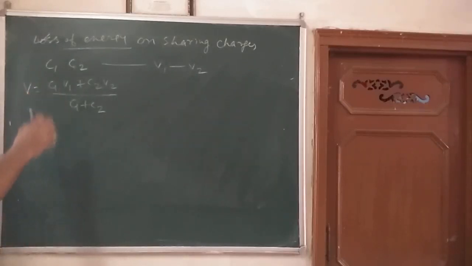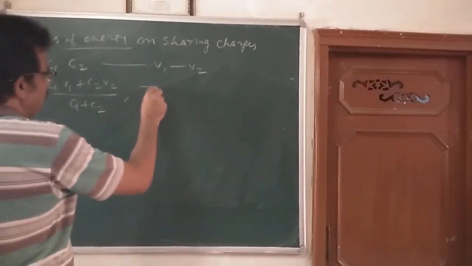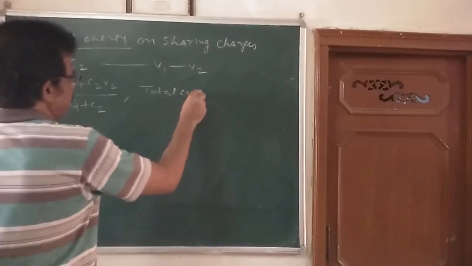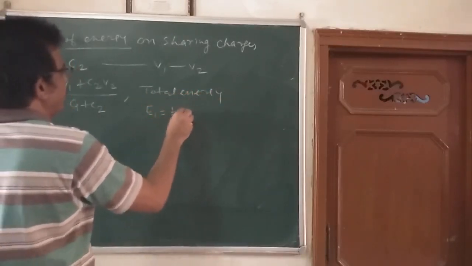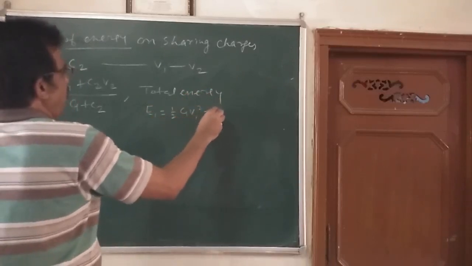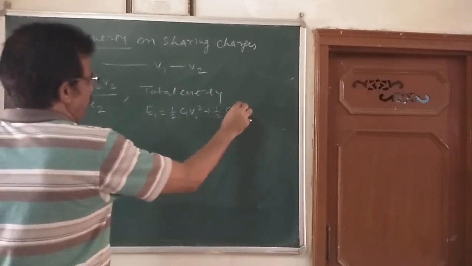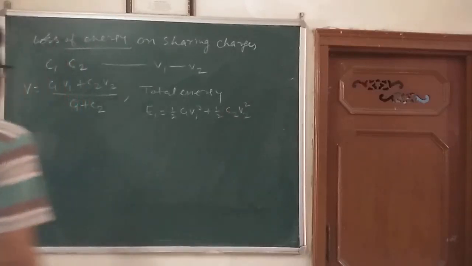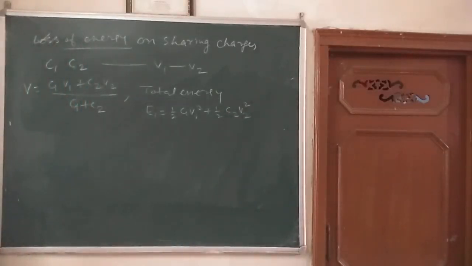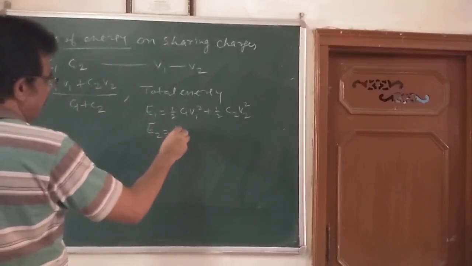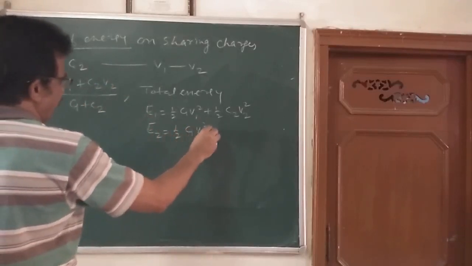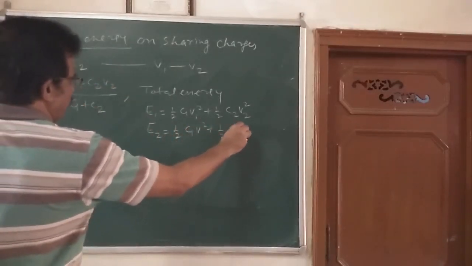Total energy before sharing charges, that is E1 is equal to 1 by 2 C1 V1 square plus 1 by 2 C2 V2 square. So that is the total energy before sharing. Similarly, the total energy after sharing would be 1 by 2 C1 V square plus 1 by 2 C2 V square.